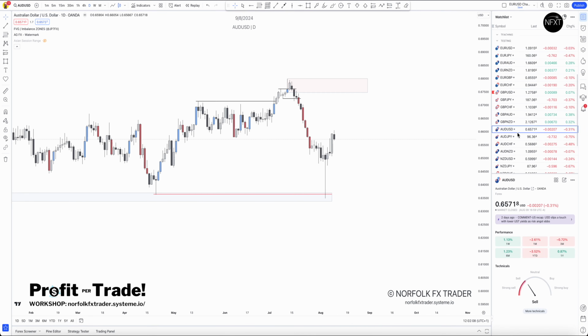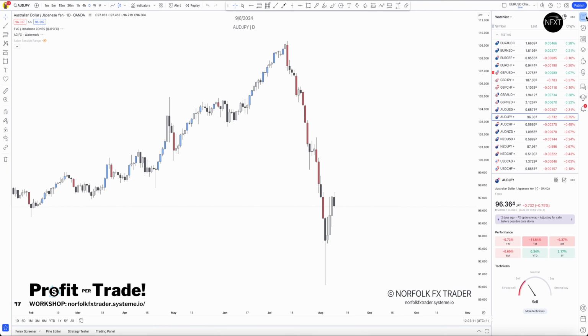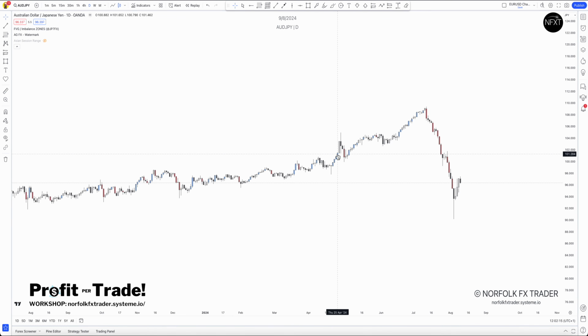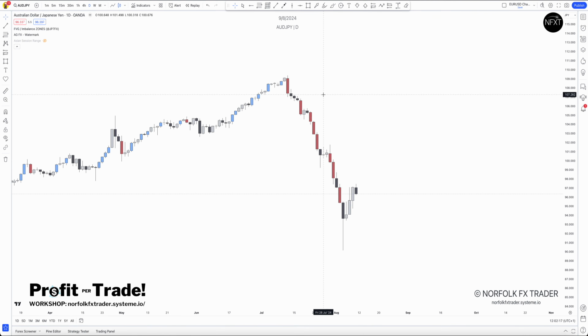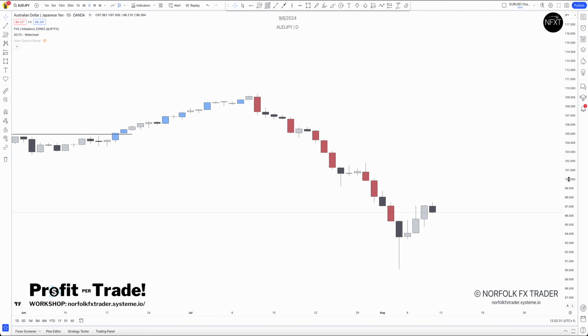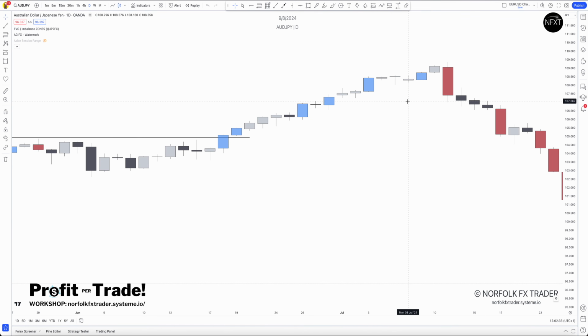Let's look at the next pair we've got there, which is the Aussie Japanese yen. So the Aussie Japanese yen, okay, so let's look at this again, very similar. We can do the same thing once more. So we have a break of this high of structure. We rally up. I don't see any higher lows. Zoom into the last area of price. It's always important to zoom in.